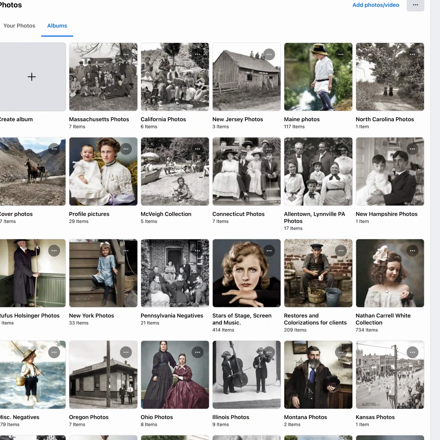When I first started my page, I didn't really think about organization, and it became apparent to me that I had to start organizing my photographs and albums because there were so many, and to go back and find things became difficult if I didn't categorize them. And I used the album feature on Facebook to do that.